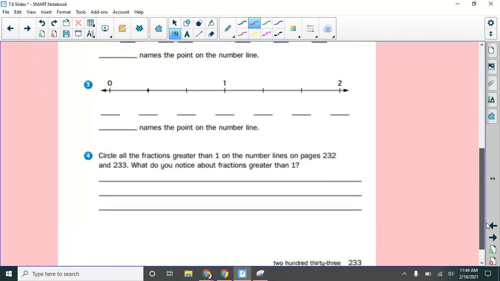And down here says to circle all the fractions greater than 1. And then you're going to read this question and answer. Use a complete sentence, right? Use a piece of this question. What do you notice about fractions greater than 1? So you should say, I noticed that fractions greater than 1, and then keep going, right? Finish your answer.